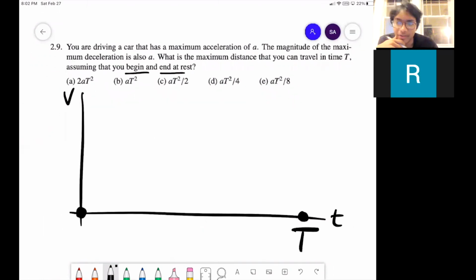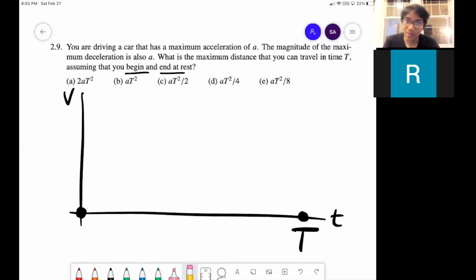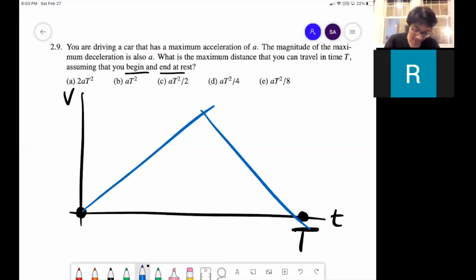So how do we go about solving this? Well, I actually had no idea. The solution I guessed was kind of an optimization solution. Remember, what's the biggest rectangle that can fit in a circle? Well, it's a square, right? So what's the biggest distance you can get with an acceleration of a and a deceleration of also a? Well, it's going to look something like this, right? You have your max acceleration a, max deceleration also a.